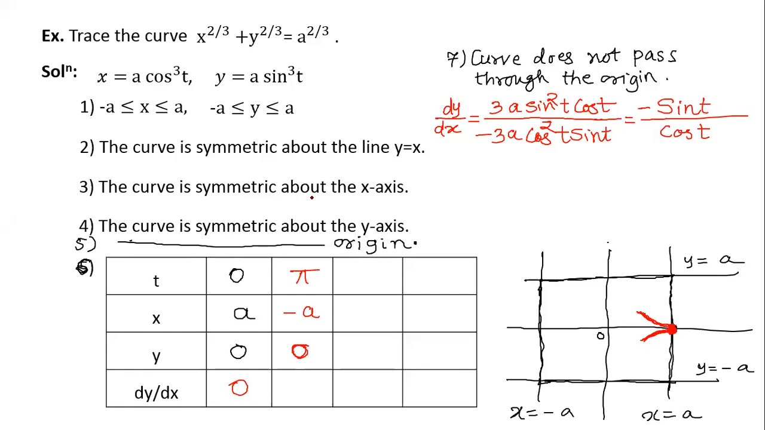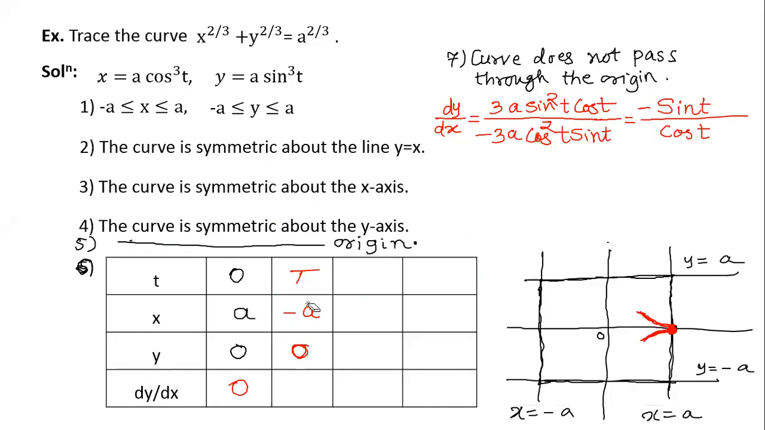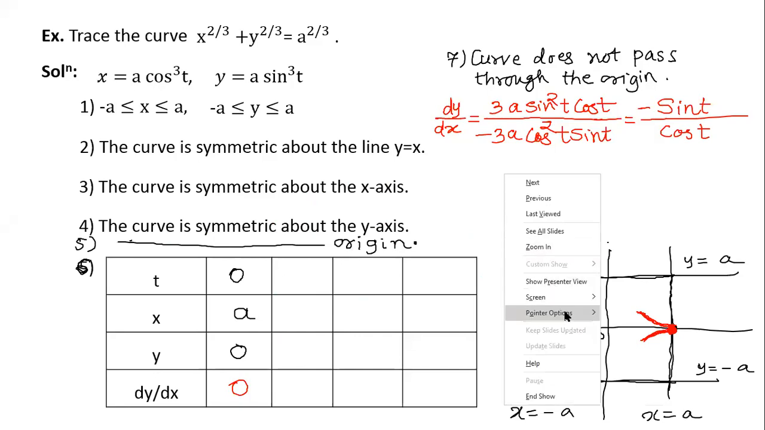Here t is equal to pi, cos pi is -1. Yes. Okay. Then I should take, I think, pi by 2. I should take pi by 2. Let us try with pi by 2.